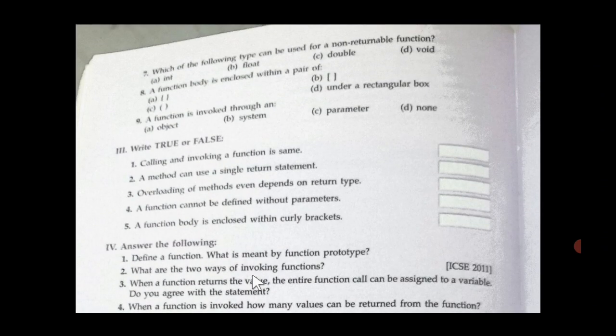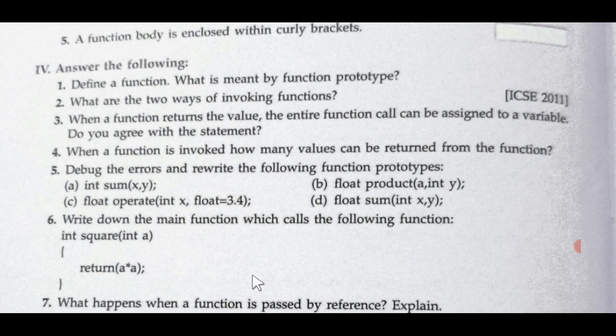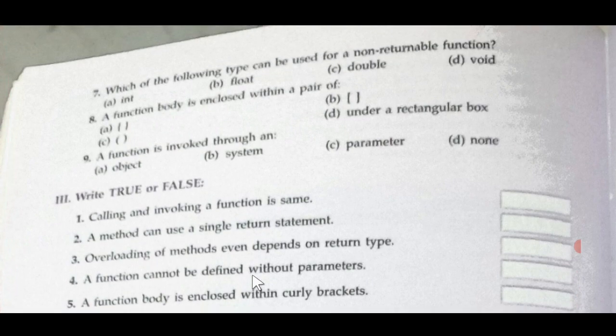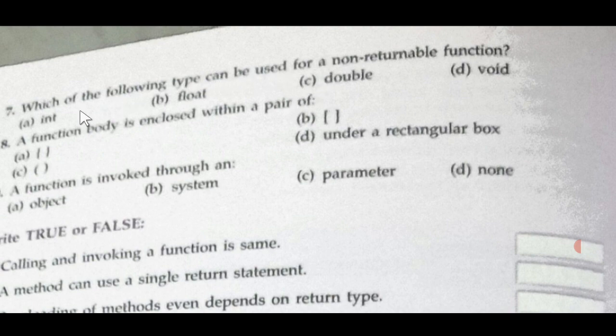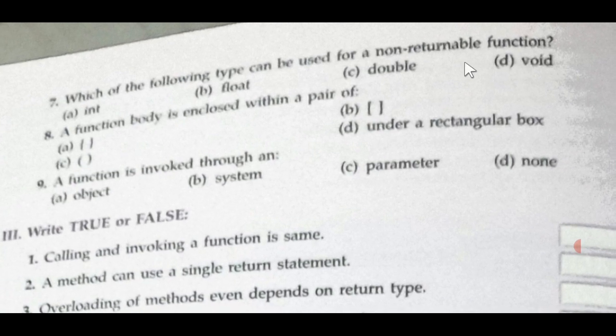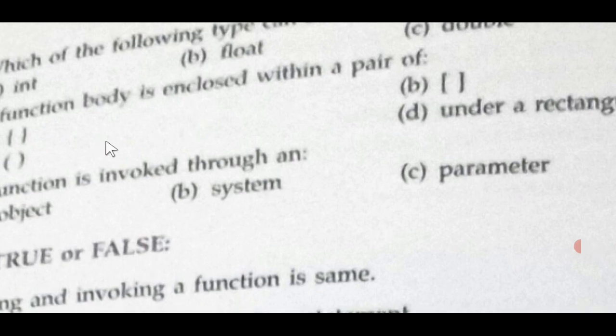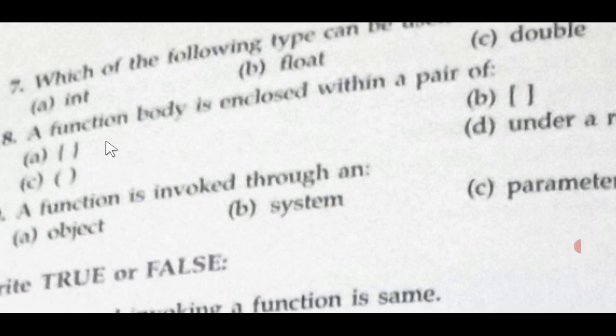Now we move towards the next part of this. Take the screenshot and please do it yourself. All these questions are theoretical questions, like this one, they are asking which of the following type can be used for non-returnable function, that is void. Which is not returning anything. Function body is enclosed with a pair of what they are talking about. So it is with the curly braces. Okay, so curly braces will be the answer.